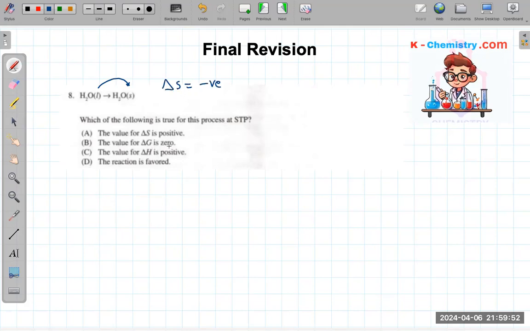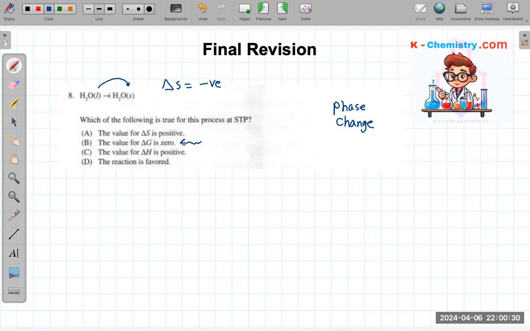The value for delta G is 0. Is the value for delta G 0? Isn't delta G 0 only at equilibrium? Yes. And when does the equilibrium happen? At the phase change, at the temperature in which the boiling or the melting happens, when they keep changing, not one of them is favored over the other. They are at equilibrium. So the value of delta G is 0.